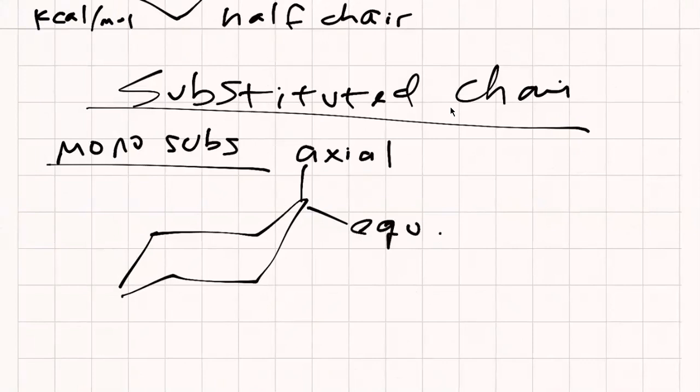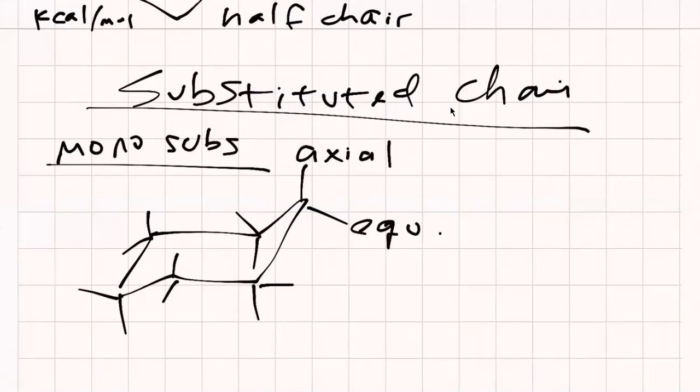Somewhat horizontal, right? And on every one of these carbons, you got the same exact situation. One axial spot, one equatorial spot. Same here. One axial, one equatorial. Same here. One axial, one equatorial. Right? So anytime you put a substituent on that ring, it's going to prefer to be equatorial.